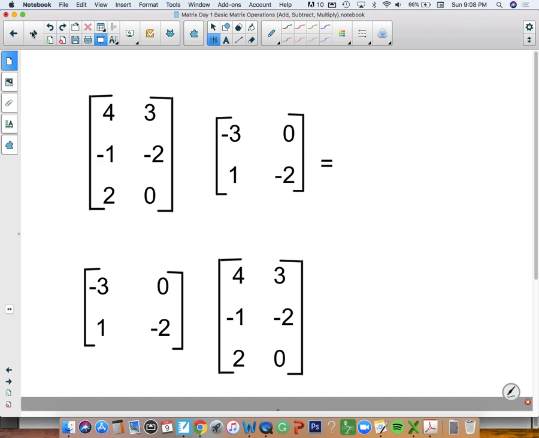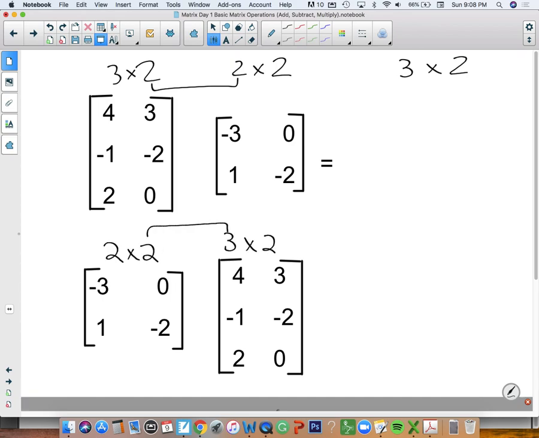All right, let's look at our sizes. We got 3 by 2, 2 by 2. Can you multiply it? Yeah, our final matrix is going to be a 3 by 2. All right, that's what's going to be over there. This one, we got a 2 by 2, and then we got a 3 by 2. Can we multiply it? No. The 2 and the 3 do not match. So this one is not possible, no solution.